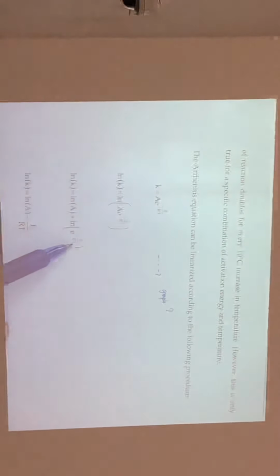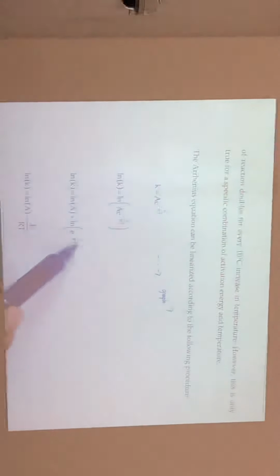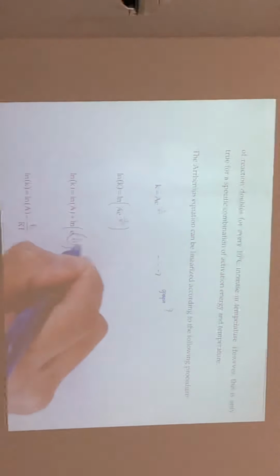Because of the log rule, you can bring the exponent down. ln e cancels out, because you can cut it, and then you can put this back to the front. After we work it out, ln k equals ln A minus Ea over RT.